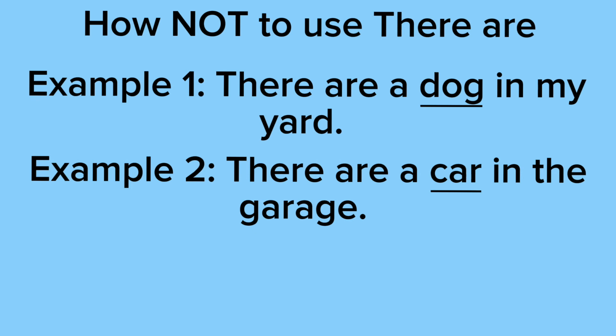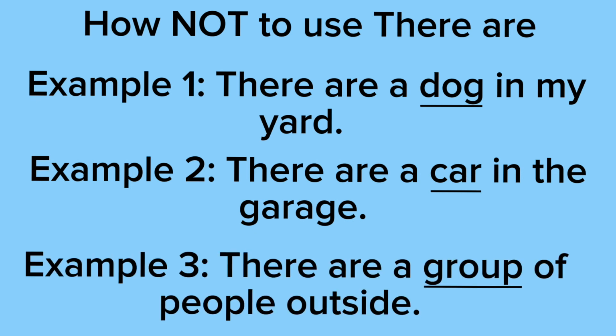To make this sentence correct, it would say there are cars in the garage. Our last example says there are a group of people outside. As you can see, group is a non-count noun, so it should be used with there is as opposed to there are. So this is incorrect.